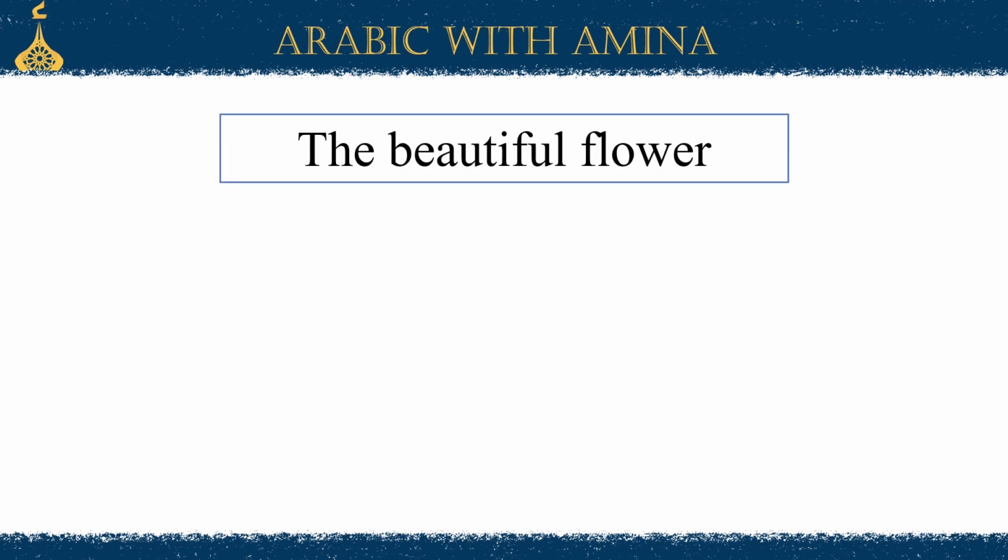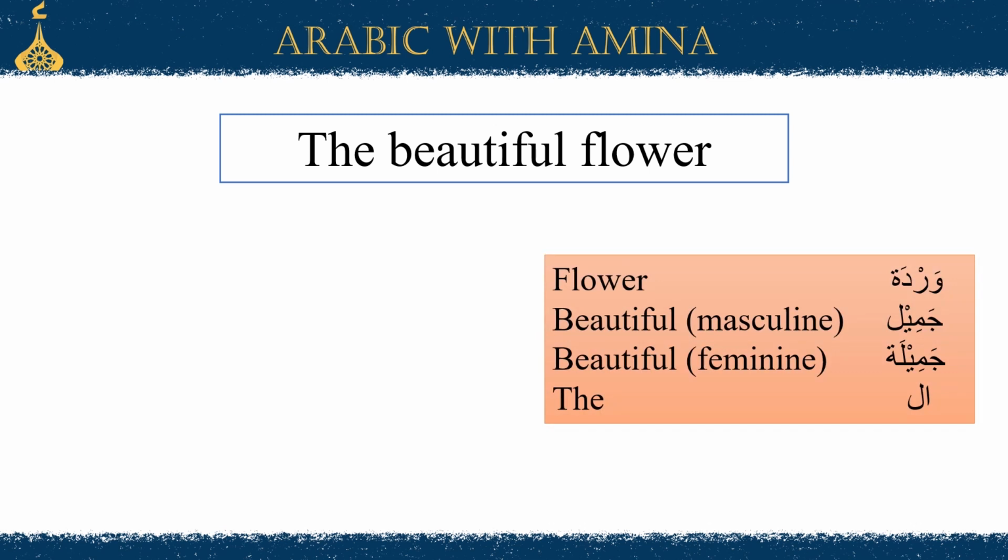Next, the beautiful flower. This is a sentence I want you to say. I will give you all the words needed to make this sentence. This is your word bank. Flower is warda. Beautiful in the masculine form is jamil. And in the feminine form, jamila. And the is al. So go ahead and take a minute to compile the sentence and say the beautiful flower. Again, if you need more time, just pause the video.